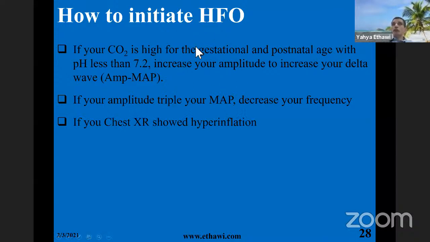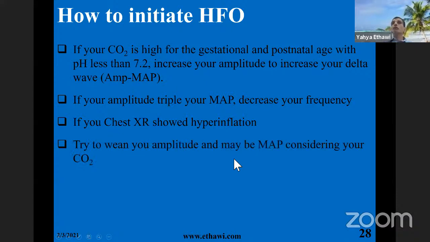If you can achieve CO2 more than, then you need to stop. Then you do an X-ray. If your X-ray showed hyperinflation, and we'll talk about how we do that, then you need to try to decrease your amplitude. If your CO2 is high, you don't need to change the map. But if your CO2 is normal, you decrease amplitude by 1, then by 2, or 1, then you need to decrease the map by 1.